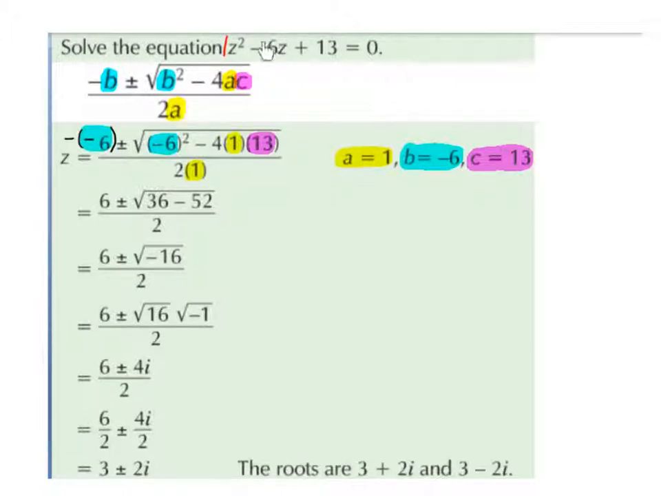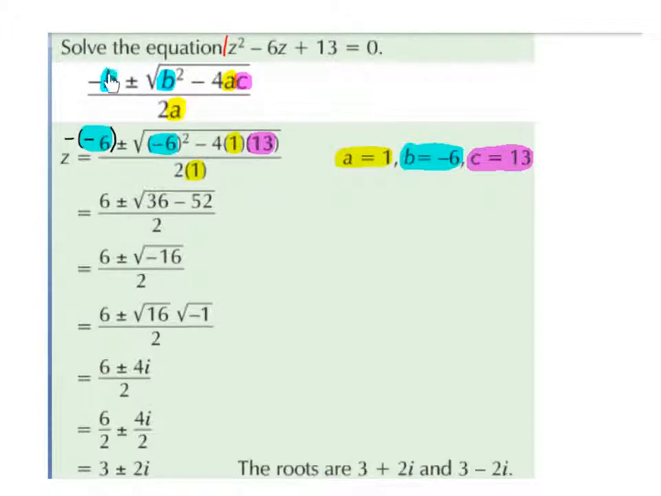The z has a minus 6 stuck onto it. So the b is equal to minus 6. And the third term, the constant, is 13. So c is equal to 13. So we substitute the a, the b and the c into our formula.